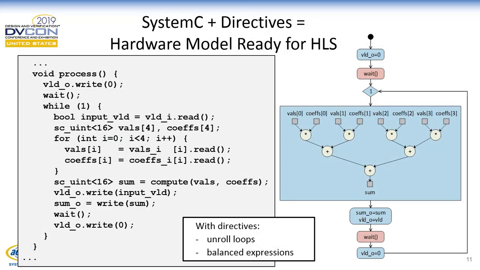So the SystemC plus the synthesis directive is what we call a hardware model that's ready for HLS. There are 2 directives that go with this description. First, unroll the loop, and second, balance the expression. So you can see here, we don't have a chain of adders anymore. We have a tree of adders. That's a little bit better for timing, and the HLS tool can try to do something here with CSAs and things like this. So once we have this, we're ready to synthesize it.